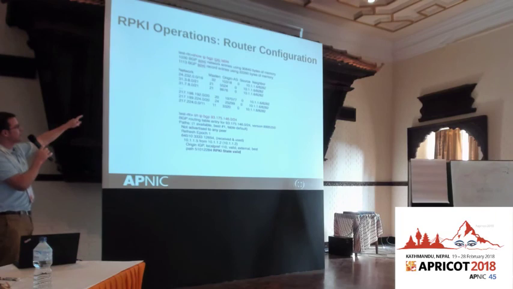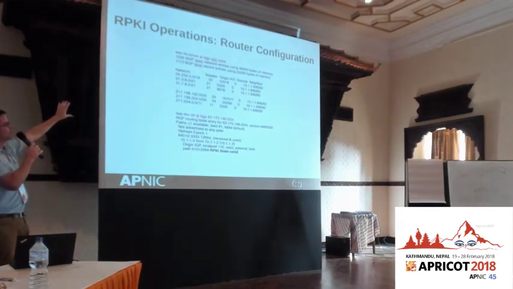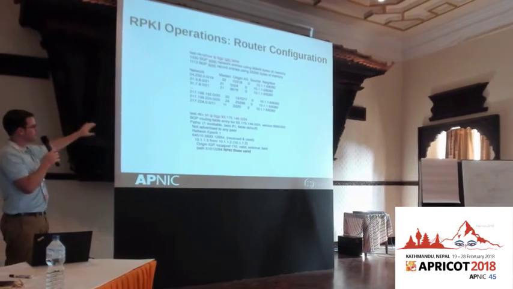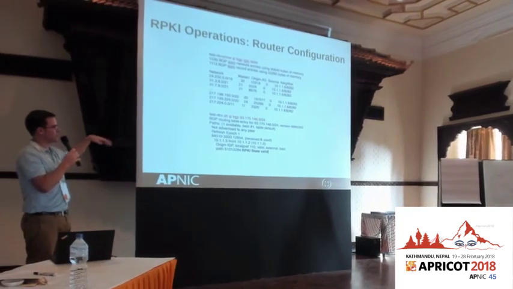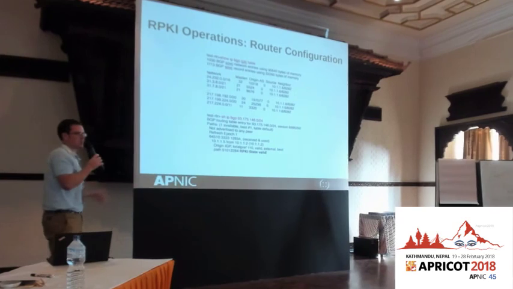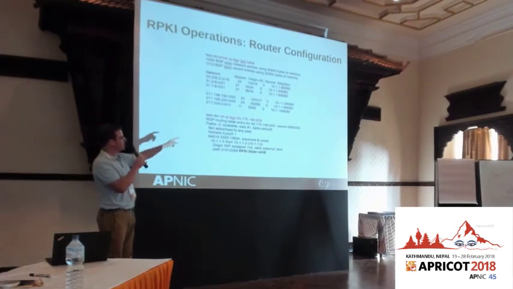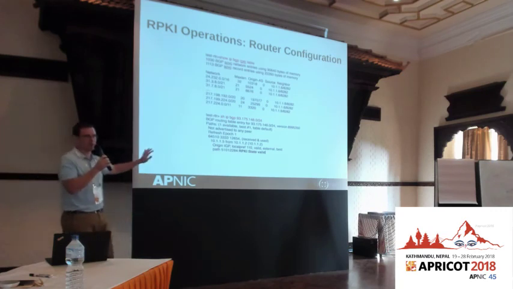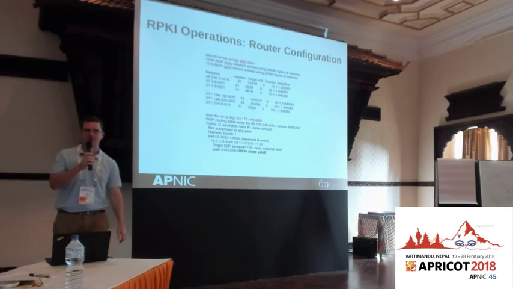So the first bit here shows what that table of ROA information looks like. And the second is an example of looking at a network once this has been set up. So in this example, that route is okay according to RPKI. So there'll be a message about the state being valid.